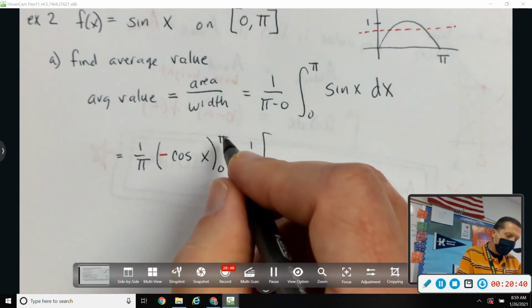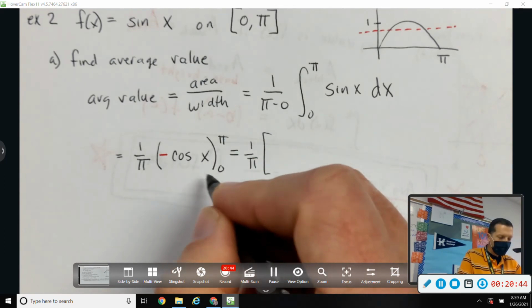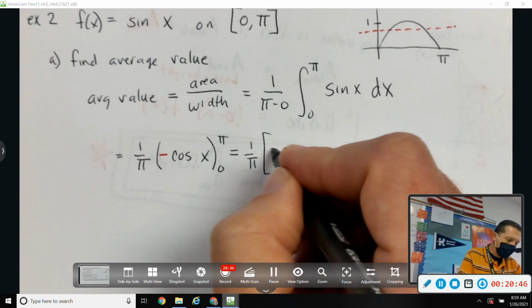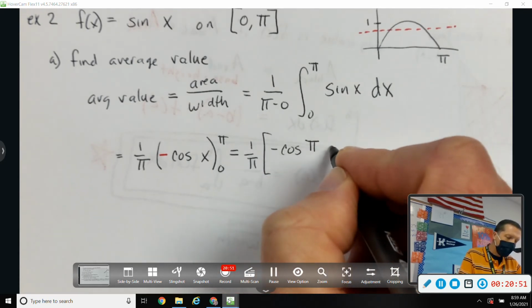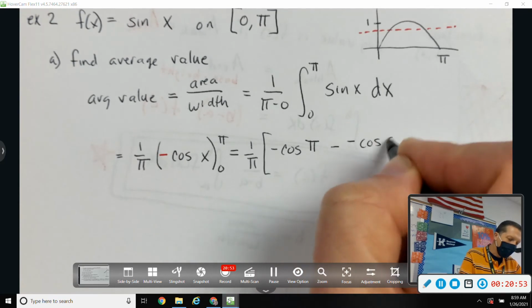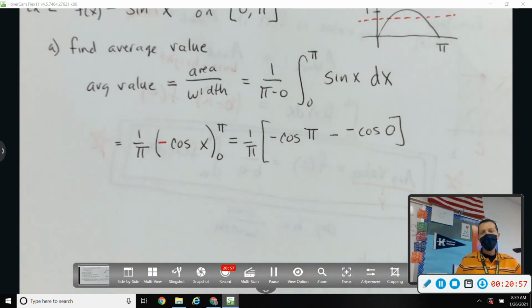So it's evaluate at the top one, minus evaluate at the bottom one. Might have been good to pull the negative out front as well, but well. So negative cosine pi minus negative cosine of 0. Yeah, now I'm wishing I'd pulled the negative out front to start with. Oh well.